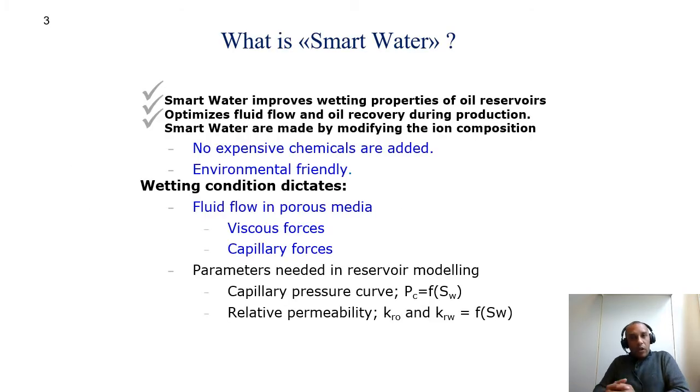To start this presentation, I want to explain what is smart water. Smart water is an injection fluid that improves the wetting properties of oil reservoirs. It helps us to optimize fluid flow and recover more oil during production. Smart water can be simply prepared by modifying the ionic composition of the water. Therefore, smart water can be obtained by not adding any additional and expensive chemical additives. For this reason, it is more environmentally friendly than other chemical EOR methods.